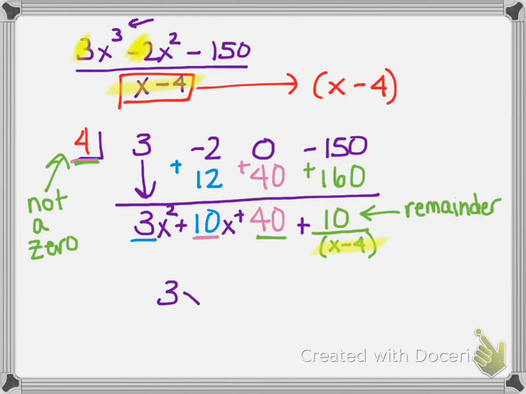So in the end, my final answer would be 3x squared plus 10x plus 40 plus that remainder of 10 over x minus 4.